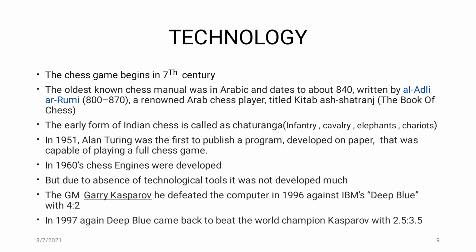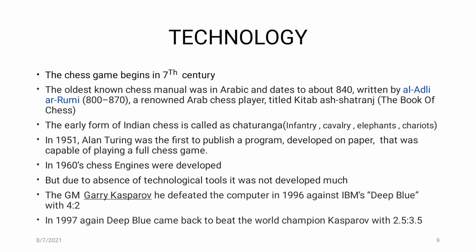In 1951, Alan Turing was the first to publish a program developed on paper that was capable of playing a full chess game. In the 1960s, chess engines were developed, but due to the absence of technological tools, they were not developed much. Grandmaster Garry Kasparov defeated the computer developed by IBM called Deep Blue with a score of 4 to 2.